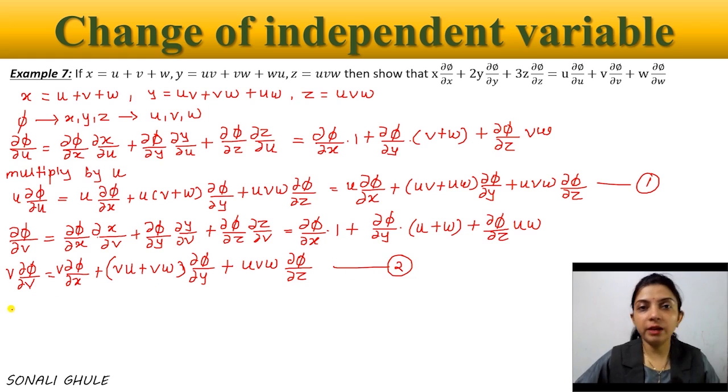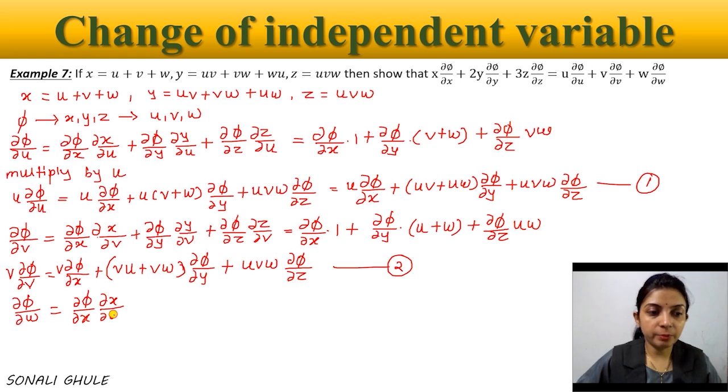Similarly, now the third derivative we have to find, that is phi with respect to w. So from this dependency we can write the chain rule for that. What is it? Yes, phi with respect to x, then x with respect to w, plus phi with respect to y, y with respect to w, plus phi with respect to z, z with respect to w.